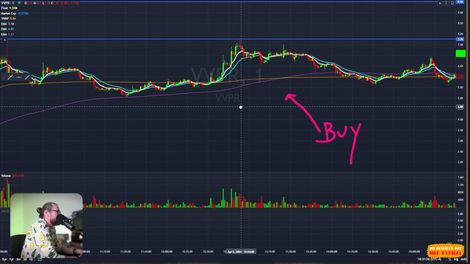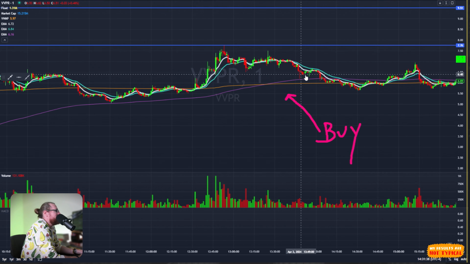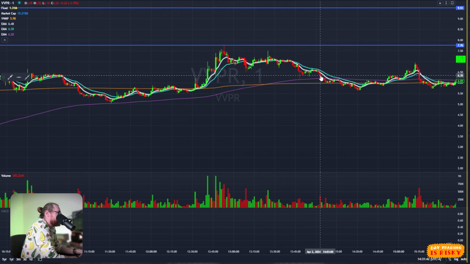It goes sideways and curls back up, and then it pulls back again. Okay, so now this time it dips back down. It goes right to the 200. It bounces back up. It comes down a second time. It breaks below it. It comes back above. It comes back and it can't get above.